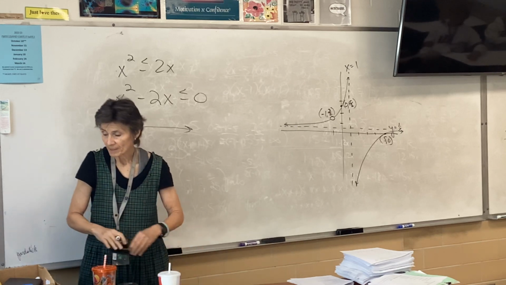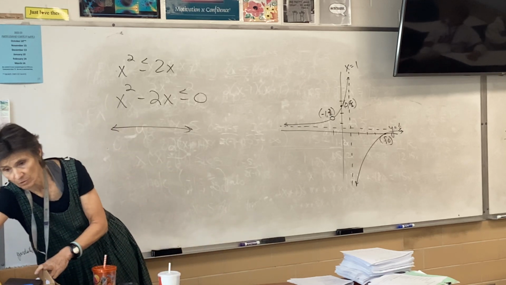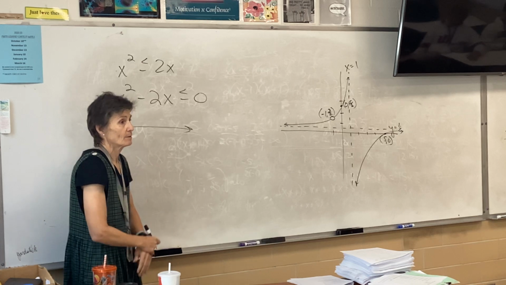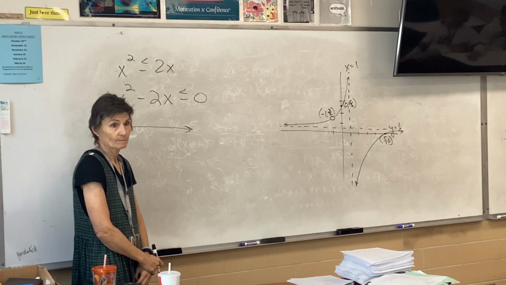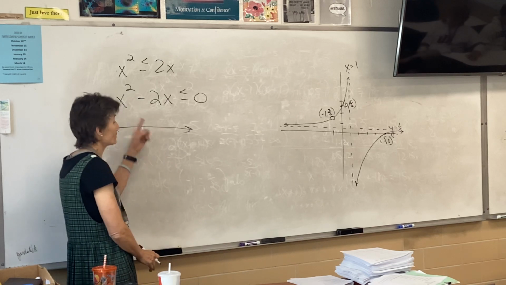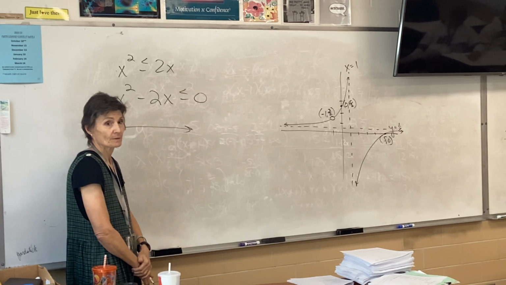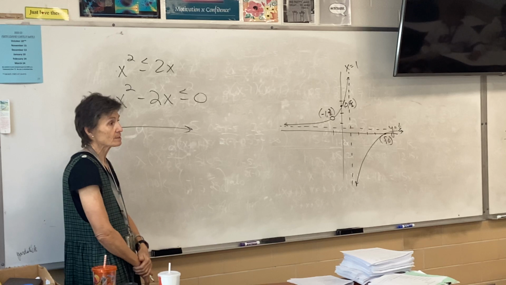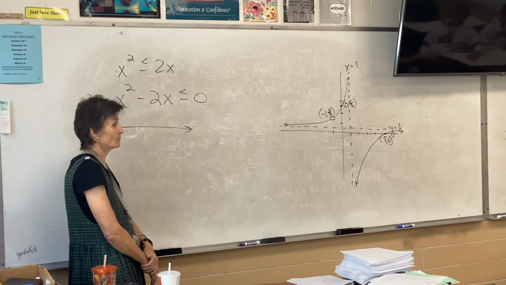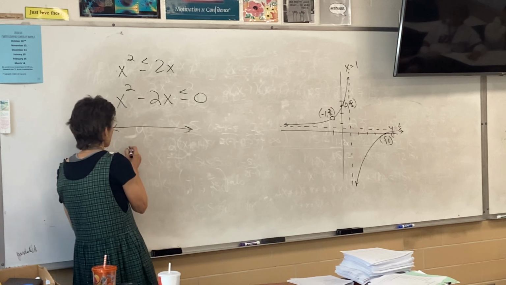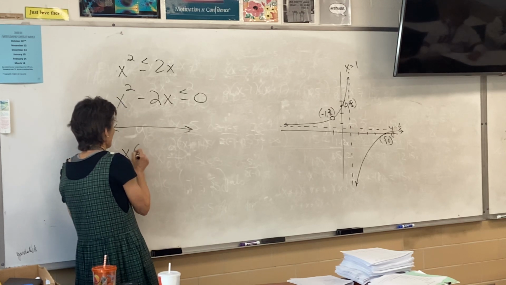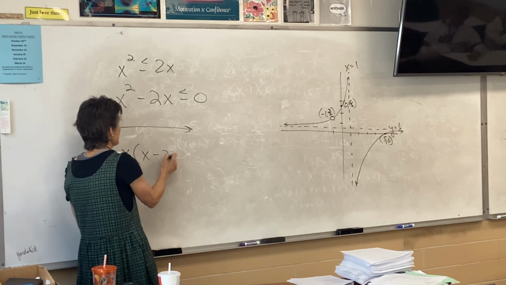In order to figure out where the dots are going to be on the number line, though, I'm going to need to factor. So how does that factor? It's parentheses x minus 2. Take out the GCF, the greatest common factor. Both of these have an x, so if I pull it out, I'm left with x minus 2.